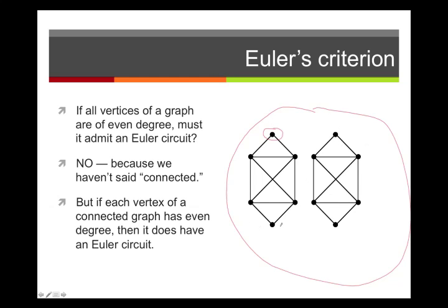However, what is true is if you have a connected graph, and every vertex has even degree, then it does have an Euler circuit. So it turns out for connected graphs, this criterion that we've just learned applies in both directions. It's called Euler's criterion, and it says that a connected graph has an Euler circuit if and only if every vertex has even degree.